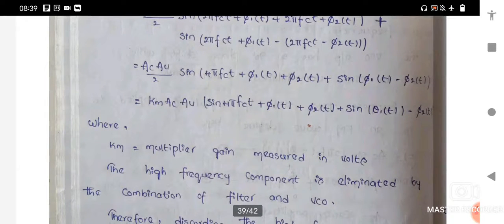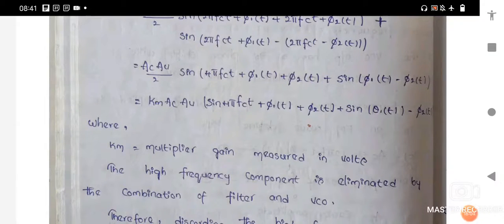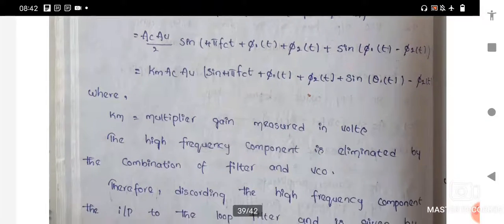So here Km represents the multiplier gain measured in volts. So the above equation represents the Km. So by using that equation, which consists of two frequency components, one is the low frequency component and the other is the high frequency component. To eliminate the high frequency component, we use the combination of loop filter and voltage controlled oscillator.